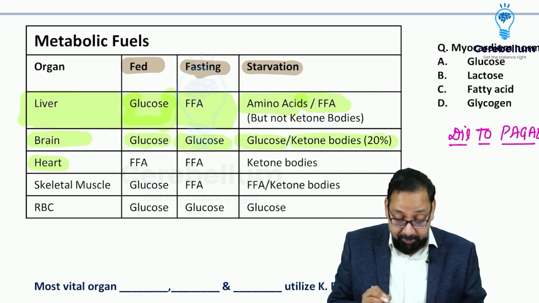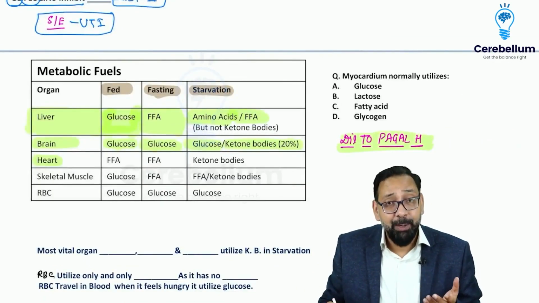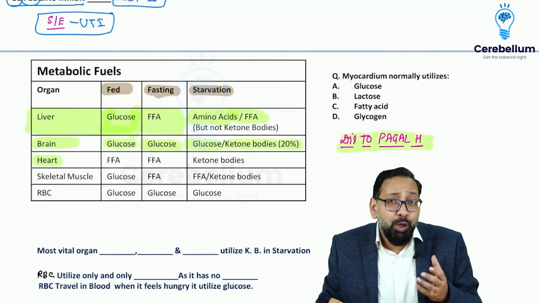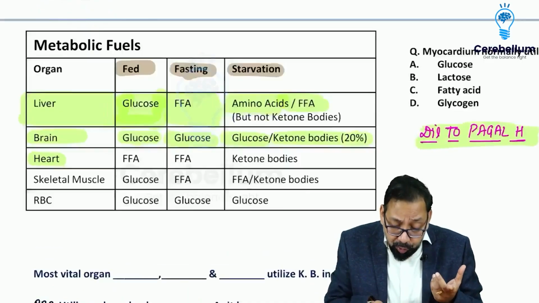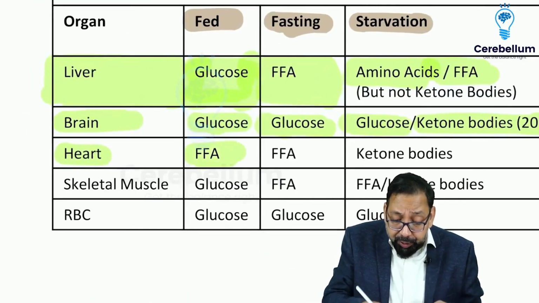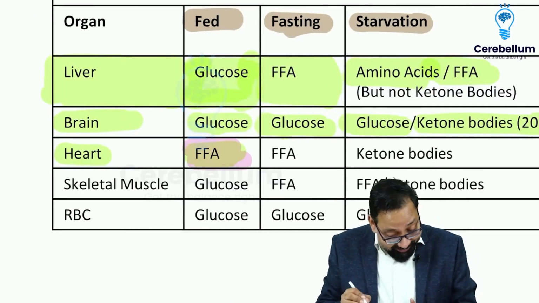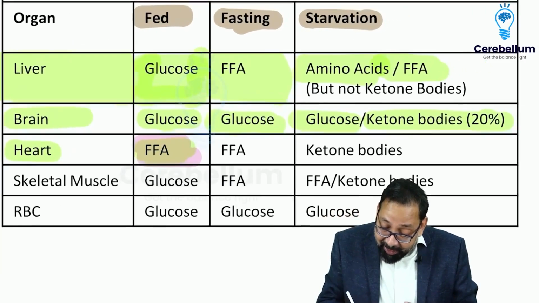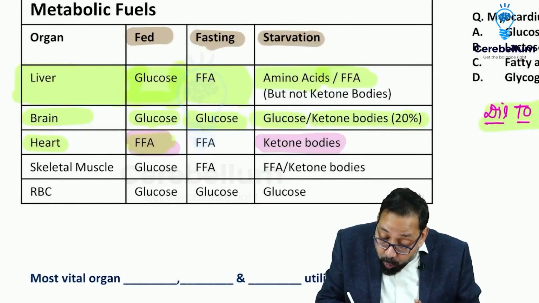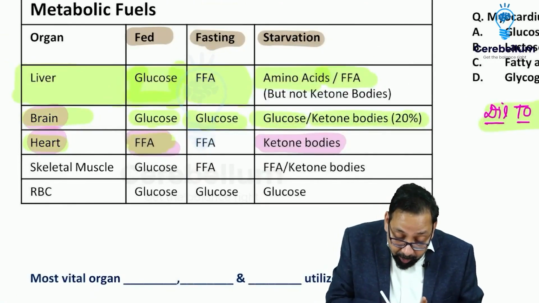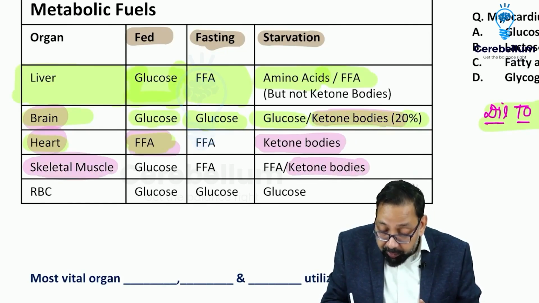Yes, heart. Why is the heart crazy? Because even in the fed state, when you have a sufficient amount of glucose, it utilizes fatty acid. Yes, so it utilizes fatty acid, and in starvation it utilizes ketone bodies. So I summarize that the most vital structures, brain, heart, and skeletal muscle, utilize ketone bodies in starvation.